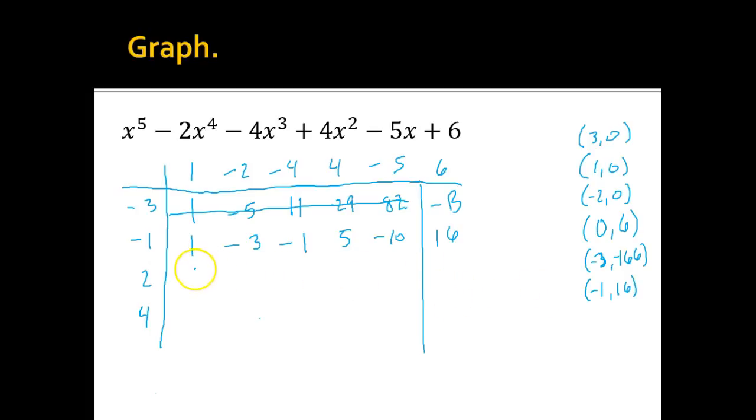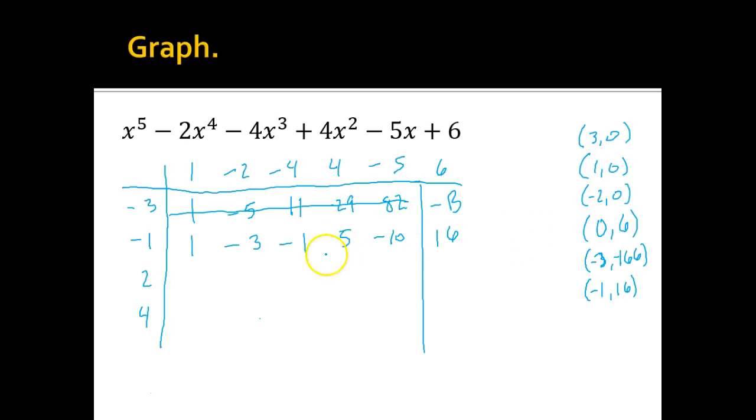Okay, now we know that after negative 1, when x equals 0, y equals 6, so it turns the corner at some point and goes back down to 6, and then when x equals 1, y equals 0, so it goes across the x-axis.